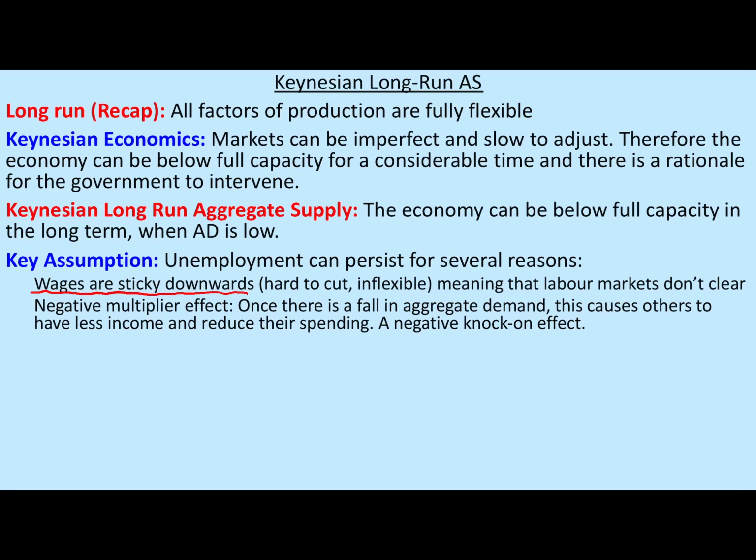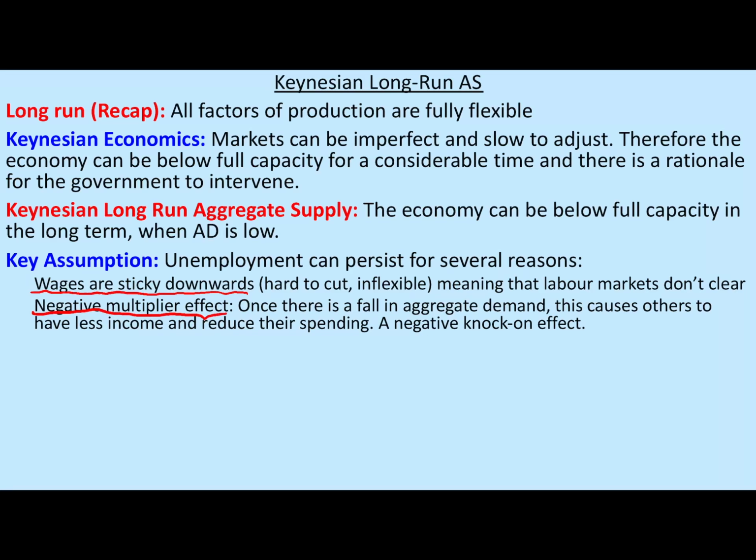The other idea, which can explain why unemployment can persist, is this negative multiplier effect. Once there is a fall in demand, this can cause knock-on effects. Others will have less income if aggregate demand falls, and if they've got less income, they'll spend less in shops. That's going to be less income for someone else, who will then spend less. And again, the cycle repeats.